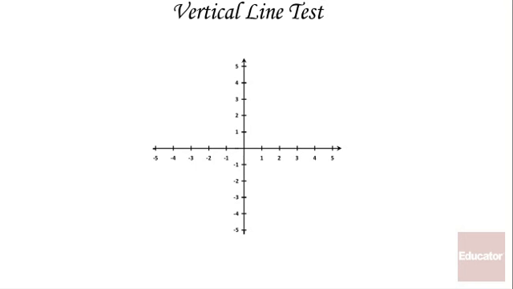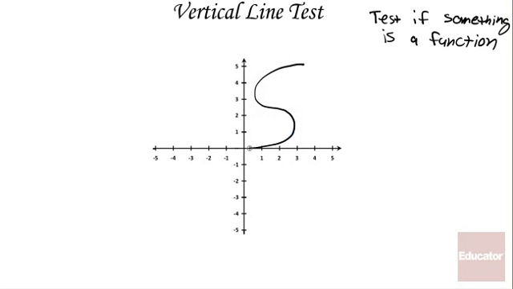Now, we defined a function as a situation in which each value from the first set, usually x, is assigned only one value in the second set. And there's a way to test for that visually. The vertical line test allows you to test if something is a function. The reason for this is that if there are two points that have the same x value, they're going to lie directly above or below each other on this coordinate plane.